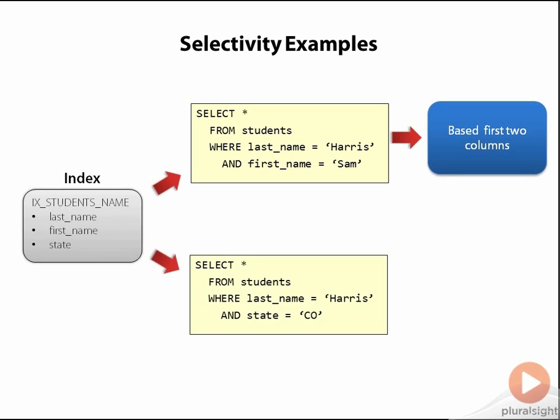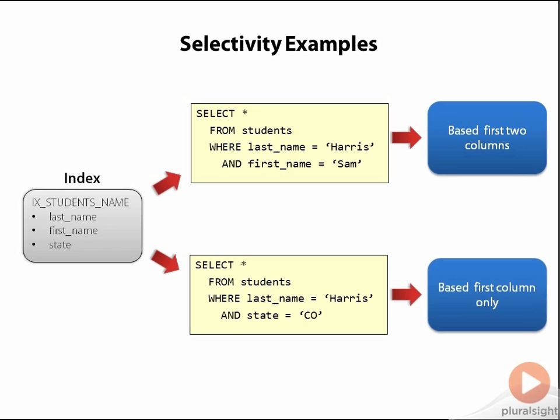And in this statement, we again have 2 columns of our index present as conditions in our where clause. But in this case, it is the first and third columns that are present. As we talked about earlier, column order matters. And what our selectivity is based on is the number of consecutive columns from the beginning of the index that are present in the SQL statement. So in this case, that is just one column, the last name column. So it is the selectivity of this column that matters when determining if it is efficient for Oracle to use this index.